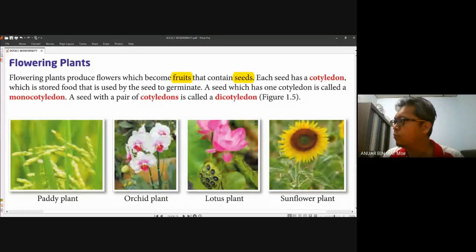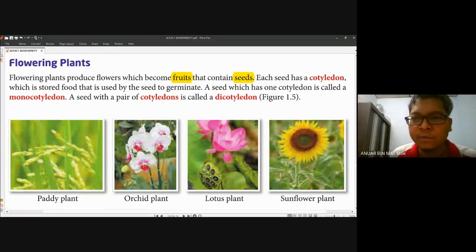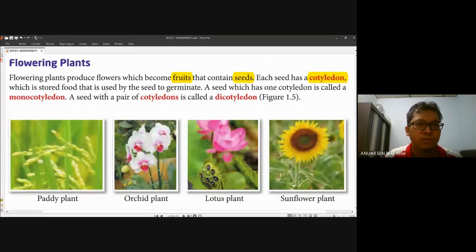If you still remember in Form 1, we learned about reproduction in plants, right? From the flower, after pollination and fertilization, it will become fruit, and inside the fruit we have the seed, and the seed will produce another offspring or another new organism. You still remember this? Each seed has a cotyledon, which is stored food used by the seed to germinate.